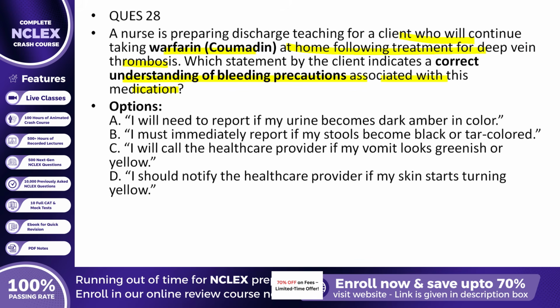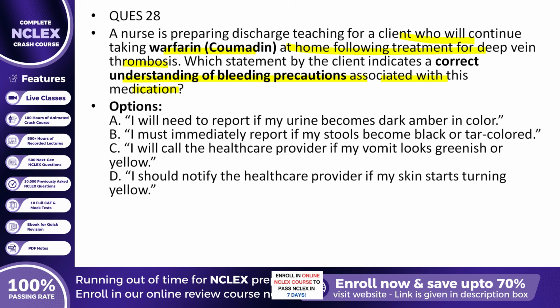Option A says, I will need to report if my urine becomes dark amber in color. Option B states, I must immediately report if my stools become black or tar-colored. Option C mentions, I will call the healthcare provider if my vomit looks greenish or yellow. Option D declares, I should notify the healthcare provider if my skin starts turning yellow. The correct answer is option B. I must immediately report if my stools become black or tar-colored.